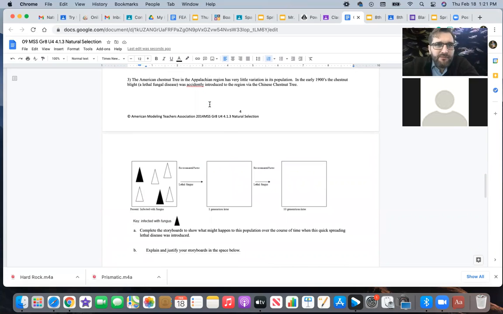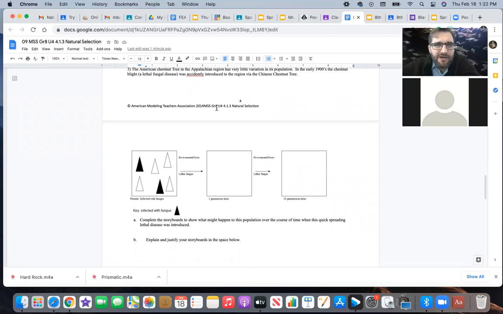Number 3, the American chestnut tree is a tree that's found in the Appalachian region. And in the early 1900s, the chestnut blight, which was a fungus that caused chestnut trees to die, actually spread throughout the United States. It wasn't just in the Appalachian area. And eventually it really caused a negative effect on the American chestnut trees. And it was accidentally introduced to the region by the Chinese chestnut tree.